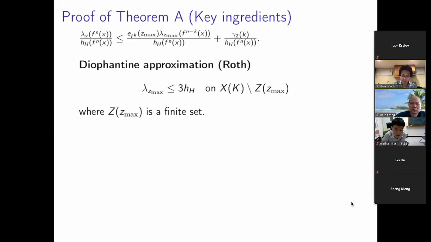And the important point is that this coefficient 3 is independent of this point. The dependence on this point only appears in the exceptional set, the corrections of the inequality. Okay, so this is the first ingredient. And actually, Roth's theorem says we can take this constant to be 2 plus some small number, but we only need 3.